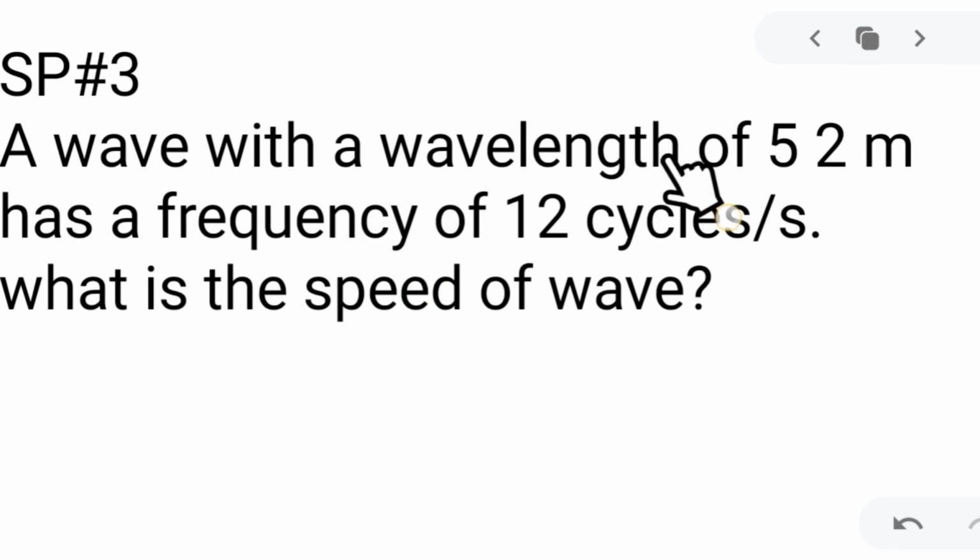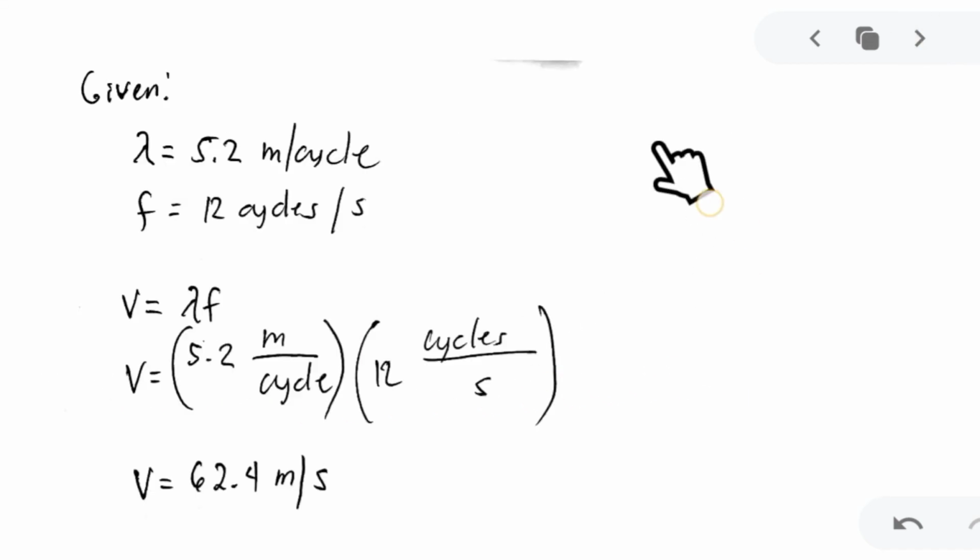And then we also have here sample problem number 3. A wave with a wavelength of 5.2 meters has a frequency of 12 cycles per second. What is the speed of the wave? So you have here the given wavelength of 5.2 meters per cycle. And then you have here the frequency of 12 cycles per second.